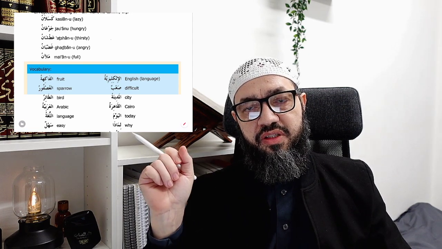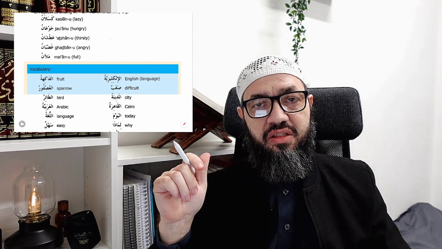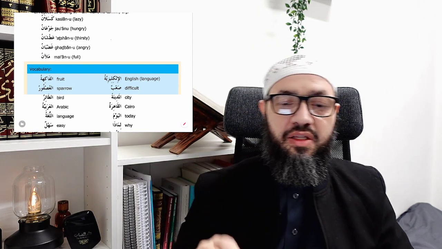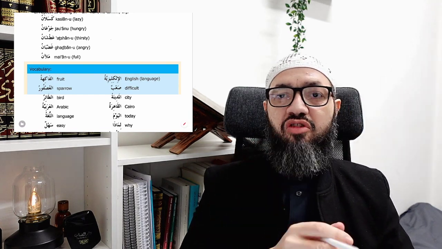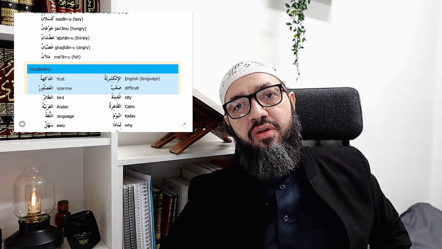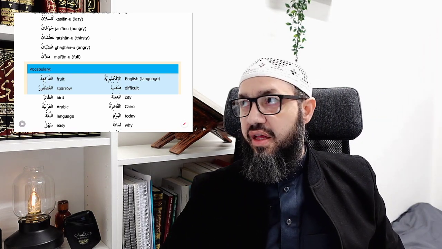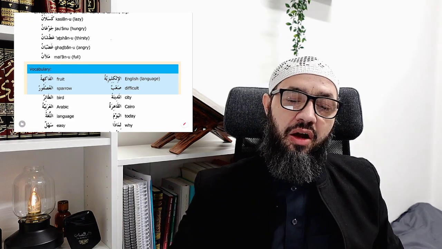Atshanu means thirsty. Ghadban, angry. Mal'an means full up. So these words, they don't have a tanween ending. It means when they're describing a noun, even if the noun has got a tanween ending, that word won't have a tanween ending. Okay, vocab.